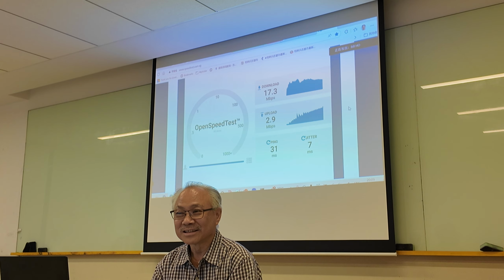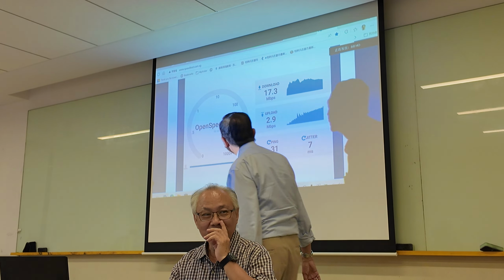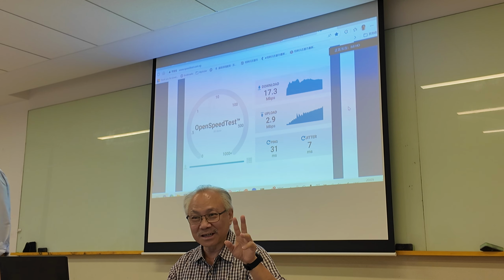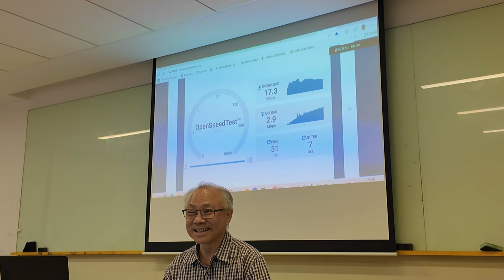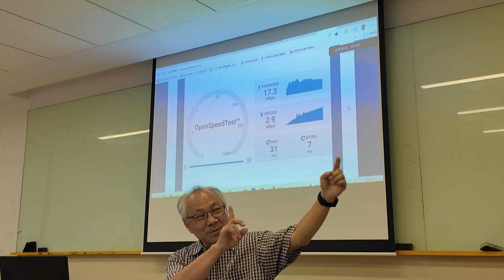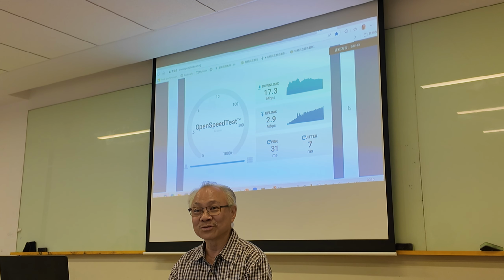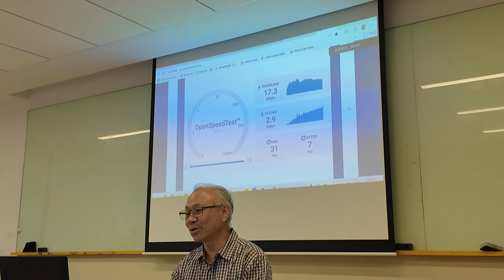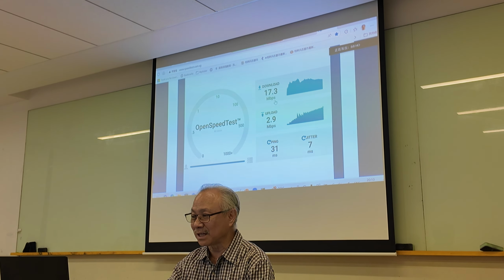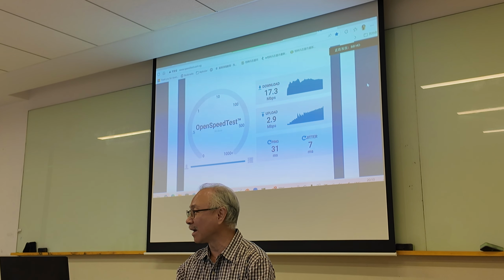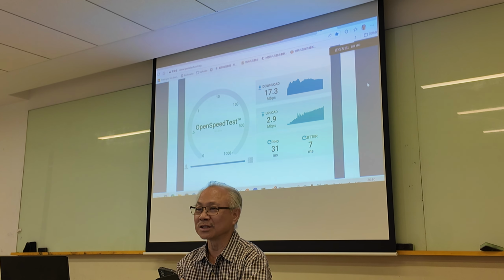This is not 5G speed. The thing is, if you want 5G speed, they say you must be less than 20 meters from the base station. That only guarantees you will have 5G speed. So if you see this speed, it means I'm quite a distance away from the base station.